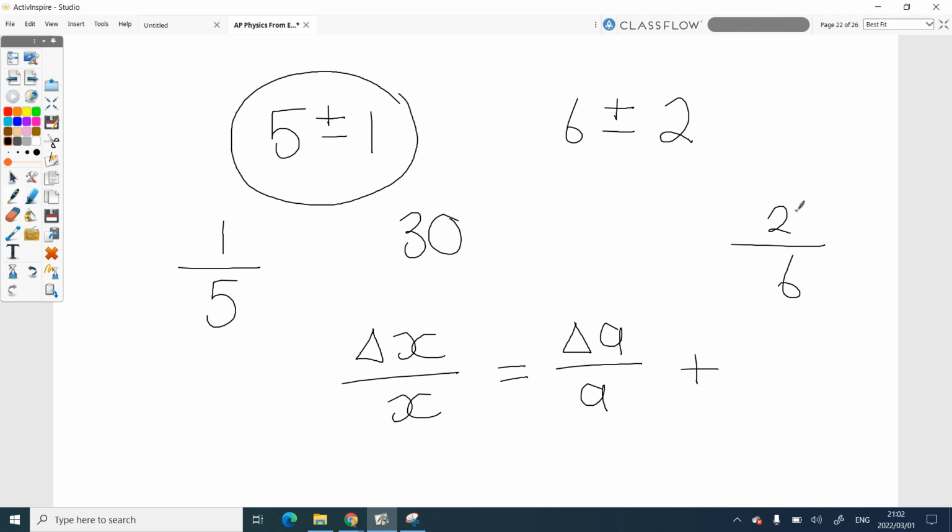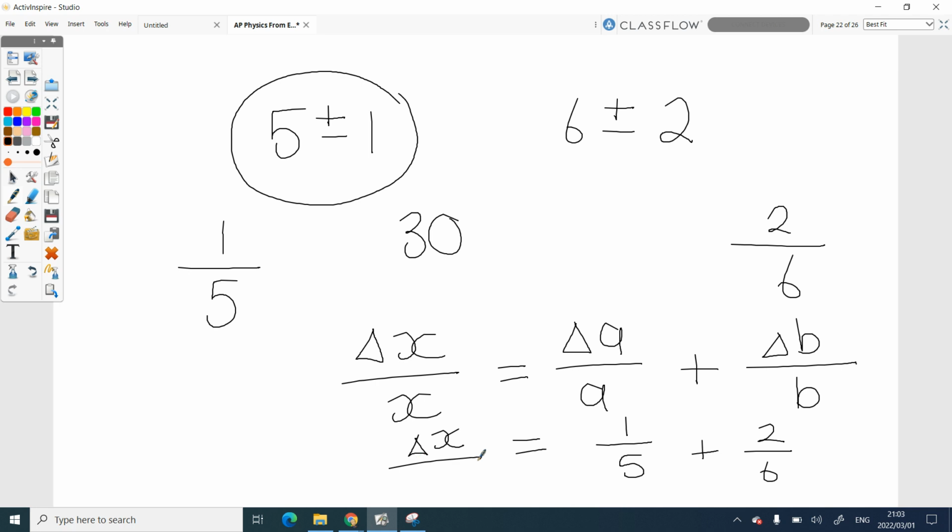And we add the other uncertainty. So it's going to be change in B over B, which is just the fractional uncertainty. Now if I put my values in, it's 1/5 plus 2/6, and that gives me my fractional uncertainty in my value. Please remember that is not my absolute uncertainty.